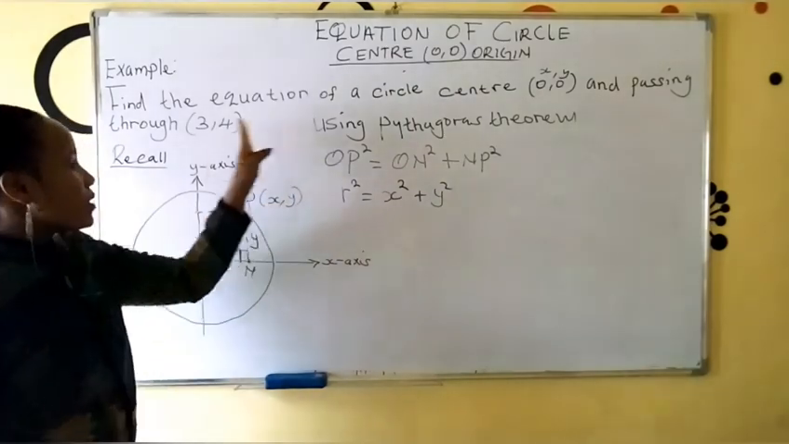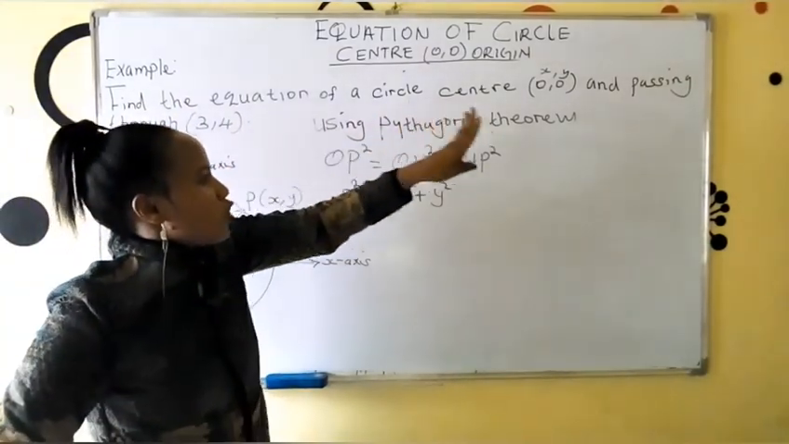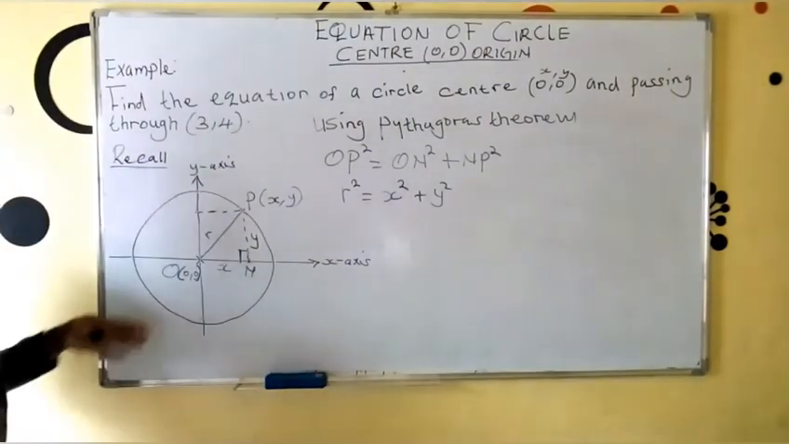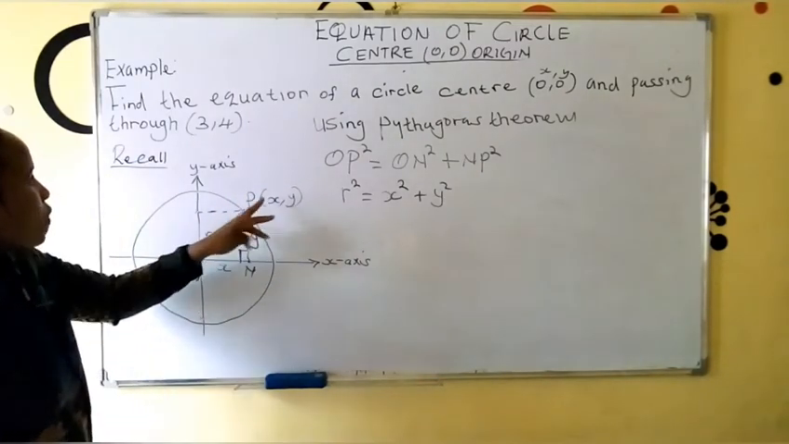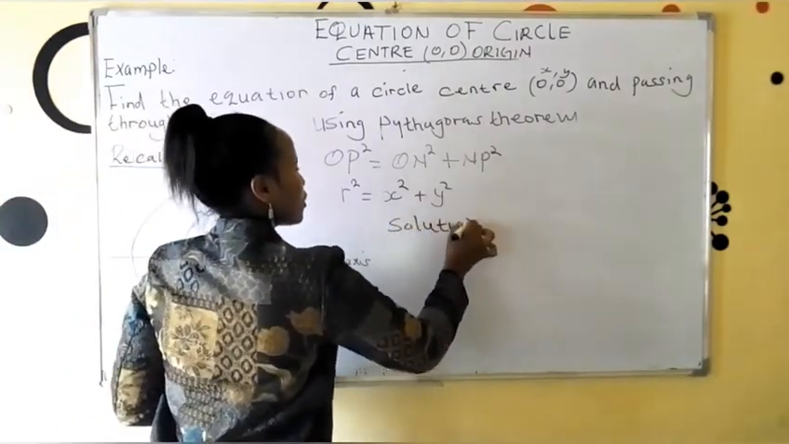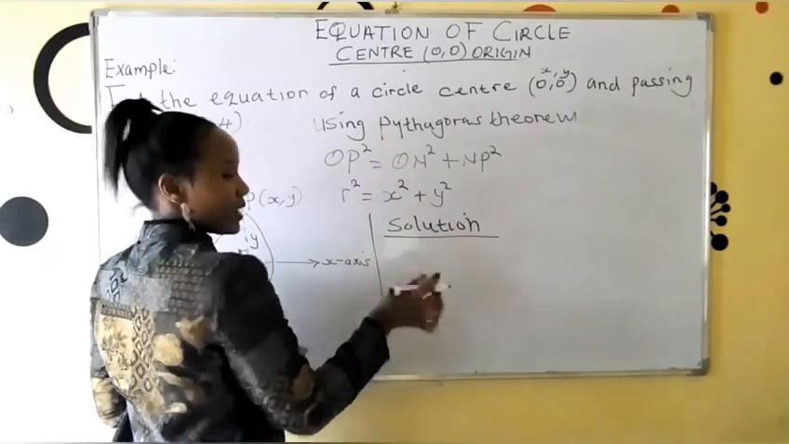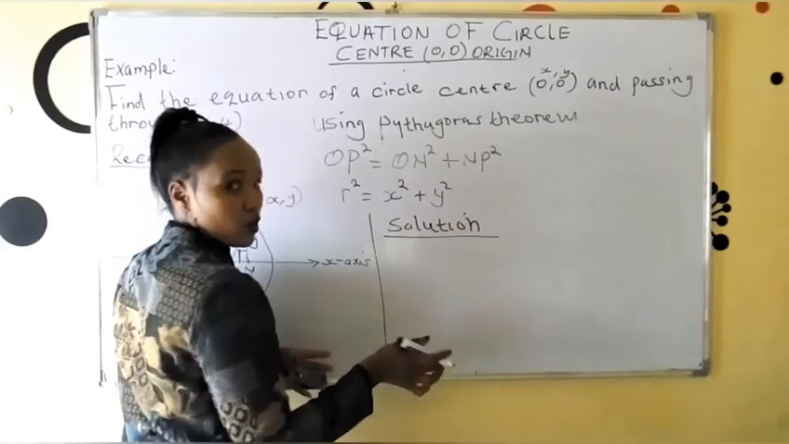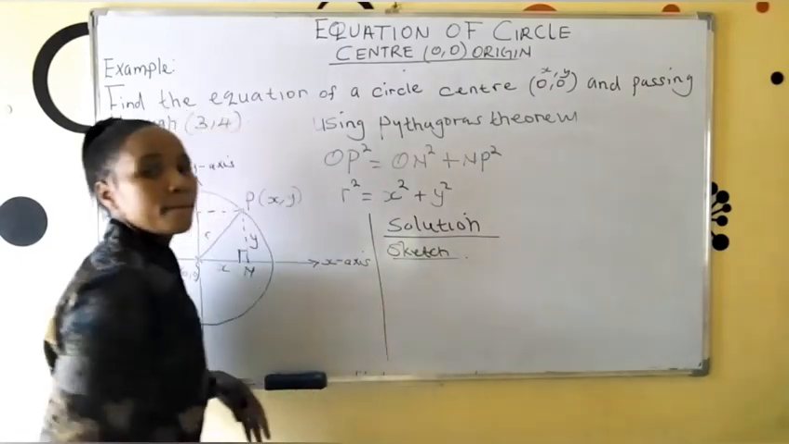So now that our question is asking us to find the equation of a circle, center, origin, and is passing through 3, 4, this point. So in our case, the point P is now 3, 4. So what it means in this question, for tackling this kind of problem, we need to sketch. We need to sketch our circle.